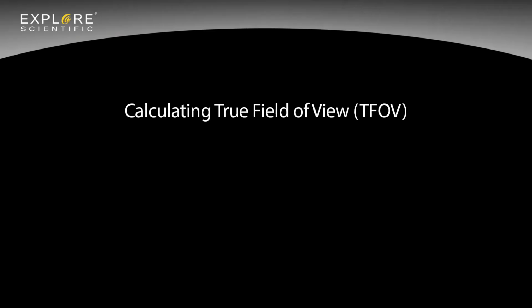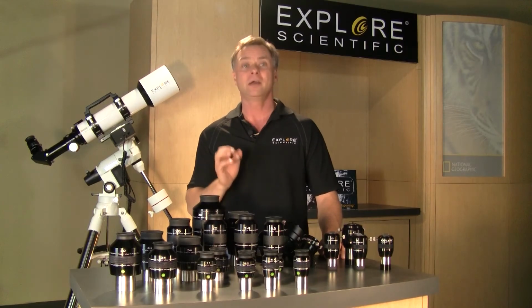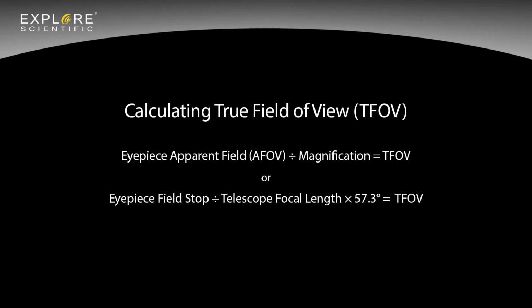So how do you calculate true field of view? You take the eyepiece apparent field of view and you divide it by magnification, and that will equal true field of view in degrees. Or another way of doing this is take the eyepiece field stop. You can get that from the manufacturer. You divide it by the telescope focal length in millimeters, and you multiply it by 57.3, and that will also give you the true field of view number in degrees.